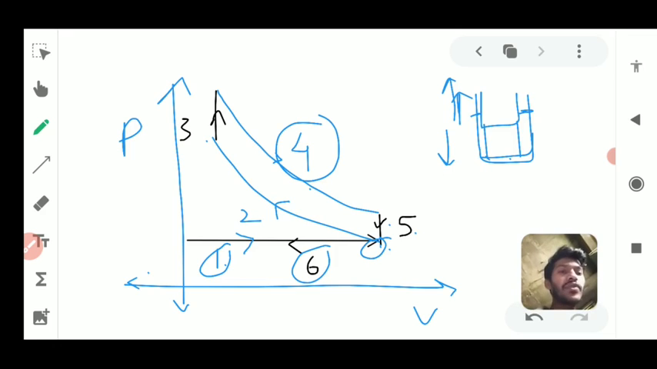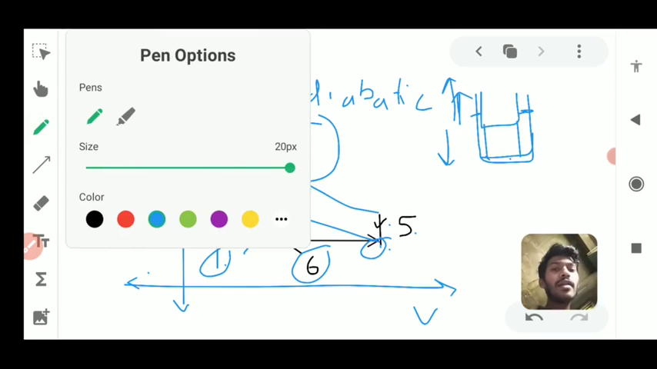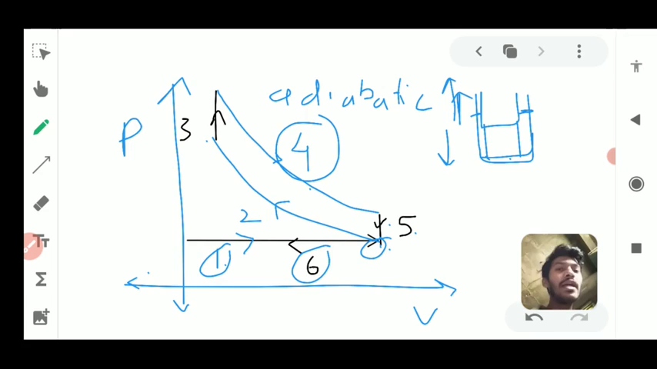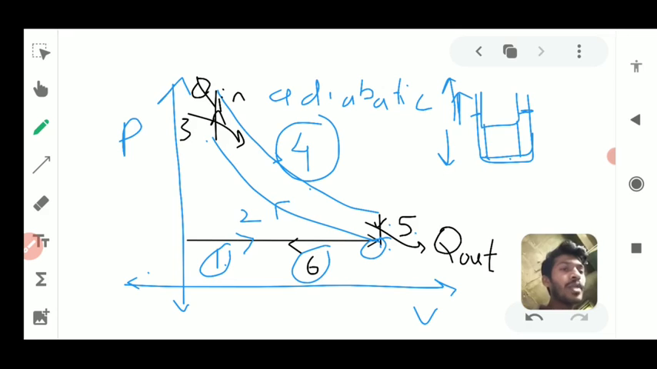So there are different strokes, and we can see how this process is going on. For this analysis, we will assume that process number 2 and process number 4 are adiabatic processes. In the curves 3 and 5, heat is exchanged. I will write here Qin, where heat enters, and here Q goes away or outside, so Q in and Q out. But in the second and fourth processes there is no exchange of heat.